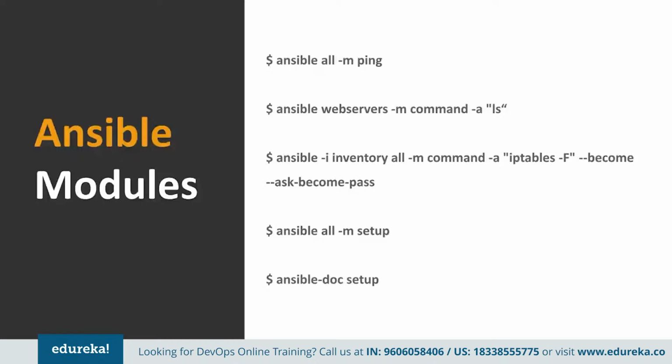-F --become --ask-become-pass. So this will basically tell Ansible to execute the command with sudo privileges. So if you want Ansible to gather facts about the host, then you have to type in the command ansible all -m setup. And also if you want to extract particular facts in the documentation of the setup module, you have to type in the command ansible-doc setup. So guys, these were a few commands that you can use with Ansible modules.